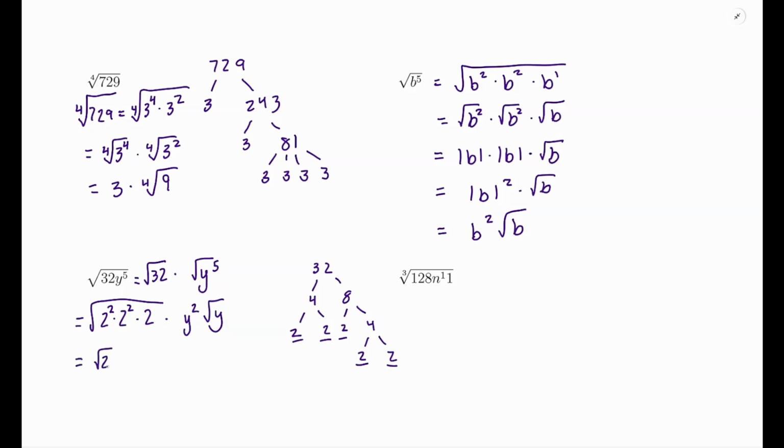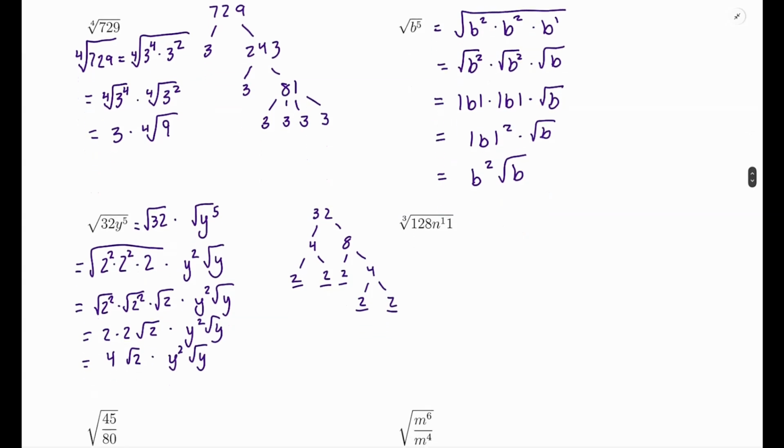And then this is the square root of 2 squared times the square root of 2 squared times the square root of 2 times y squared square root of y, which is 2 times 2 square root of 2 times y squared square root of y, which is 4 square root of 2 times y squared square root of y, which I then can combine the square roots and we get 4y squared square root of 2y. And there's our answer.